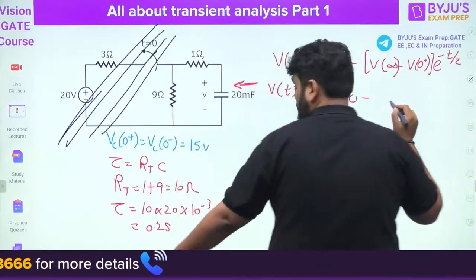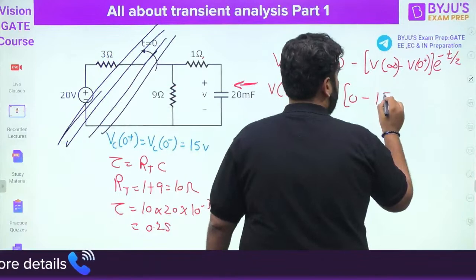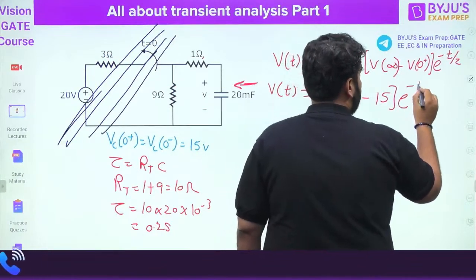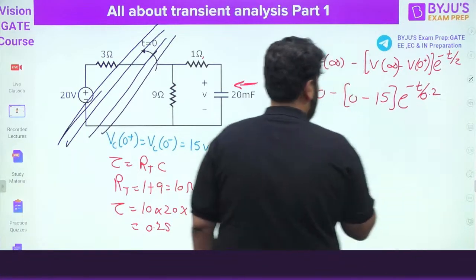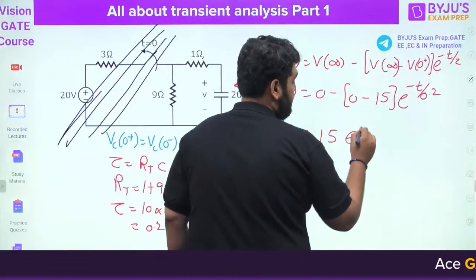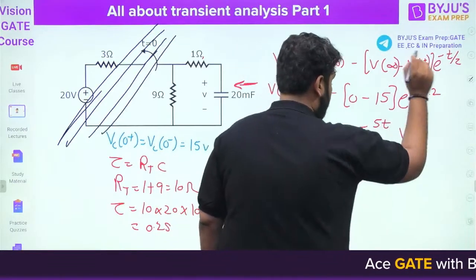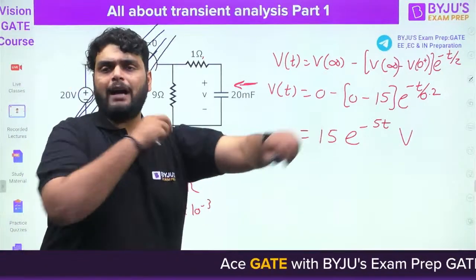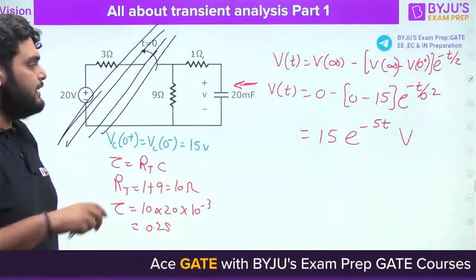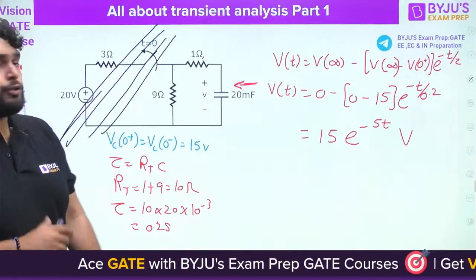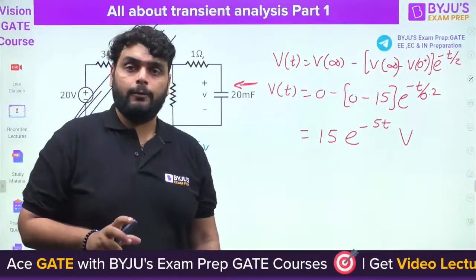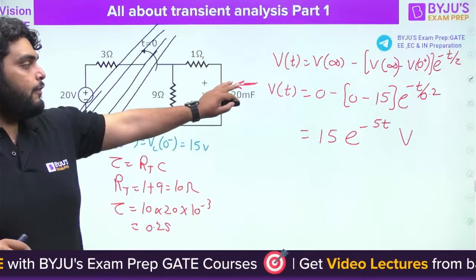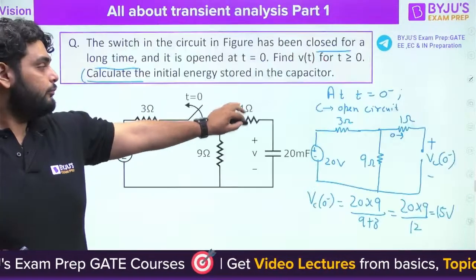Now what is the V0 plus? Already calculated, 15 volt, e raised to power minus t by 0.2. So Anand has given the right answer, which is 15 volt e raised to power minus t. Absolutely correct. I hope the students also got the answer. Okay, this is a very simple question. I hope you have understood this concept very well.